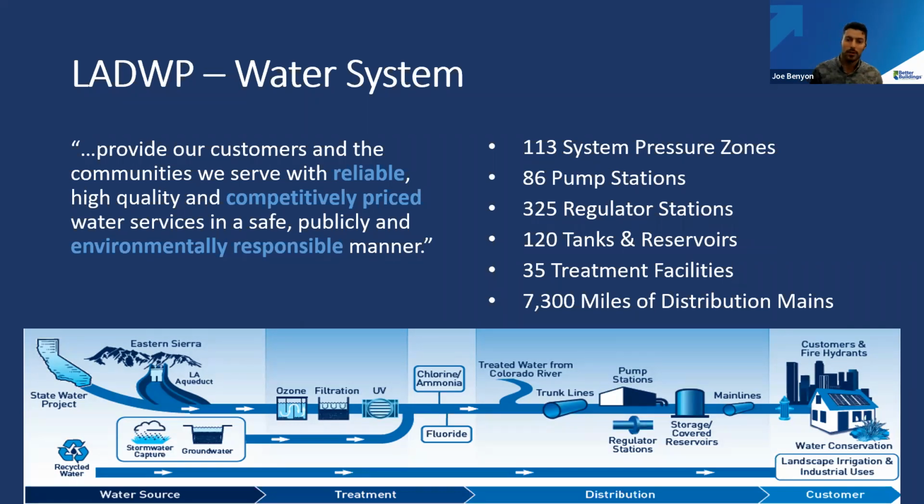We also have a huge distribution network of 7,300 miles of distribution mains to provide water to all of our customers. And our main mission within the water system is to provide our customers with reliable, high quality, competitively priced water in a safe and environmentally responsible manner. That's where demand response comes in, because we want to be environmentally responsible in our own production, but also in helping our power system shed loads as much as possible and avoid turning on peaking plants during high demand times.